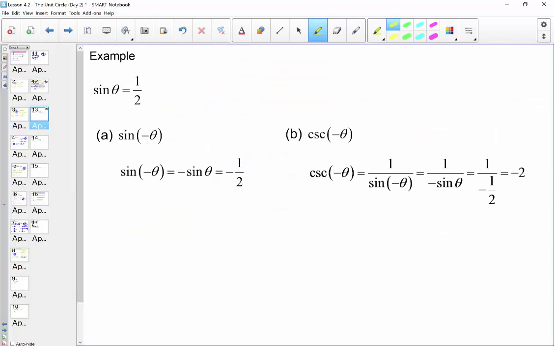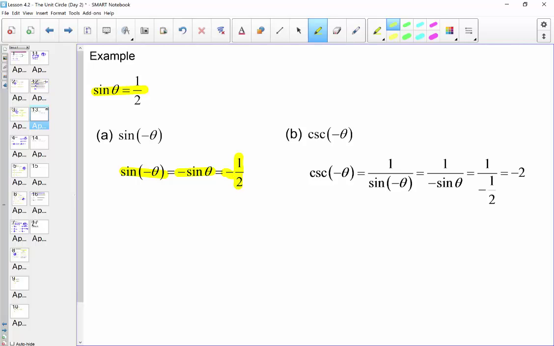Let's look at a couple of examples. So we're told that the sine of theta equals 1/2, and we're asked to find the sine of negative theta and the cosecant of negative theta. Well, the sine of negative theta, if we interpret that as the sine of an angle in the fourth quadrant, and we know that the sine of an angle in the fourth quadrant is negative, so the sine of negative theta equals negative sine of theta. And since the sine of theta equals 1/2, and we have a negative in front of it, then negative sine of theta equals negative 1/2.